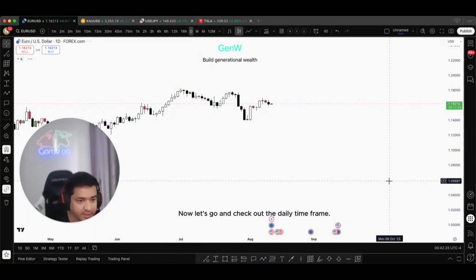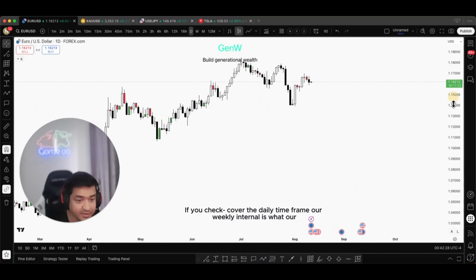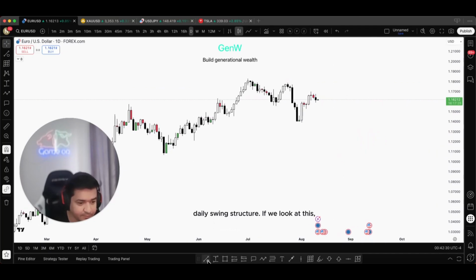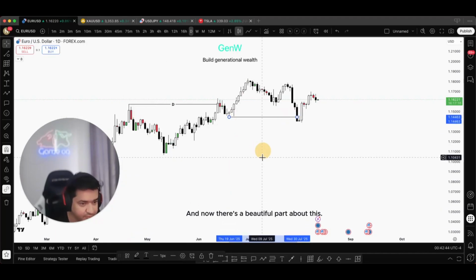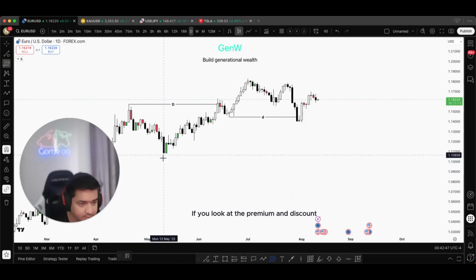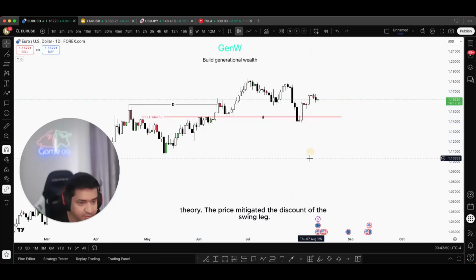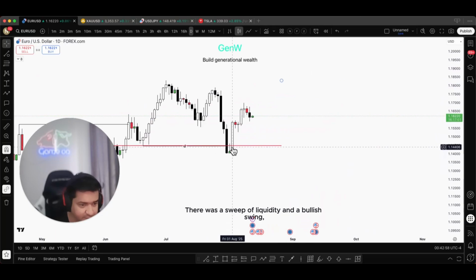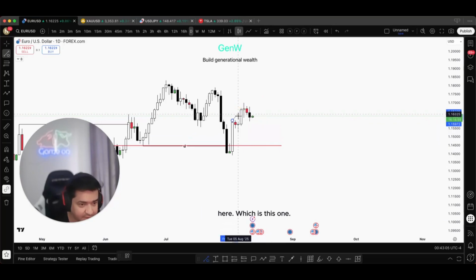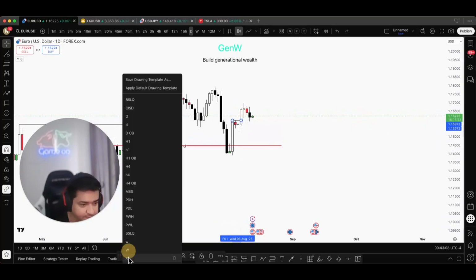Now let's go and check out the daily time frame. If you check out the daily time frame, this was our daily swing structure. Our daily internal had shifted bearish, and now there's a beautiful part about this. If you look at the premium and discount theory, price mitigated the discount of the swing leg and it shifted bullish again. There was a sweep of liquidity and a bullish break of structure, followed by a continued bullish break of structure right here, which is this one.